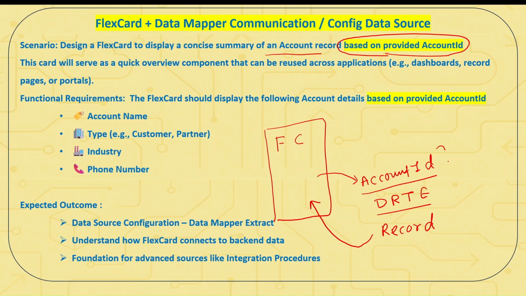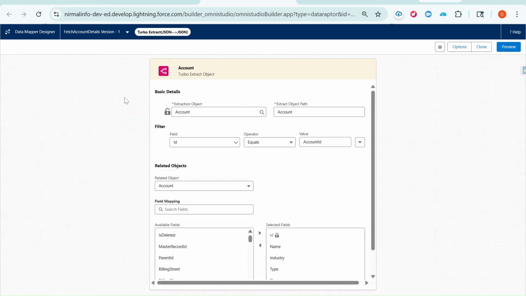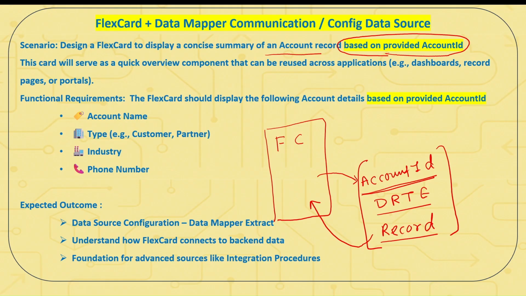So we need to focus on this specific step: how to configure FlexCard so that it will take the passed input, fetch the record based on that, and return it to the FlexCard. For that, we need to have a data mapper. In the first playlist, I already explained how to develop a data mapper and what a data mapper turbo extract is. We have two extracts, data mapper turbo and data mapper extract. Here we need to fetch only account details, which means only one object, and hence as a best practice I am taking data mapper turbo extract.